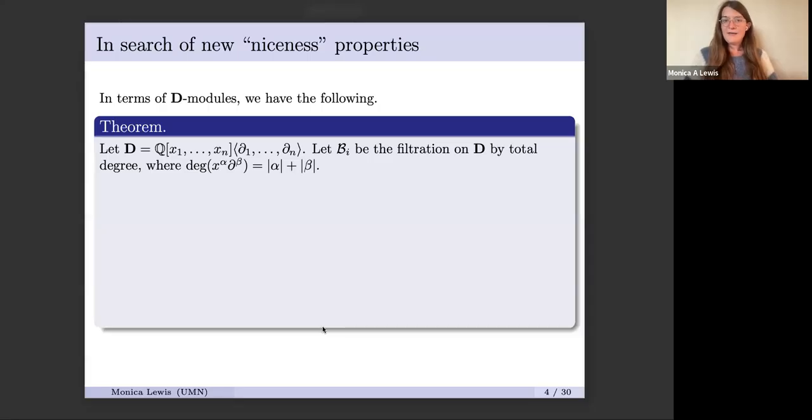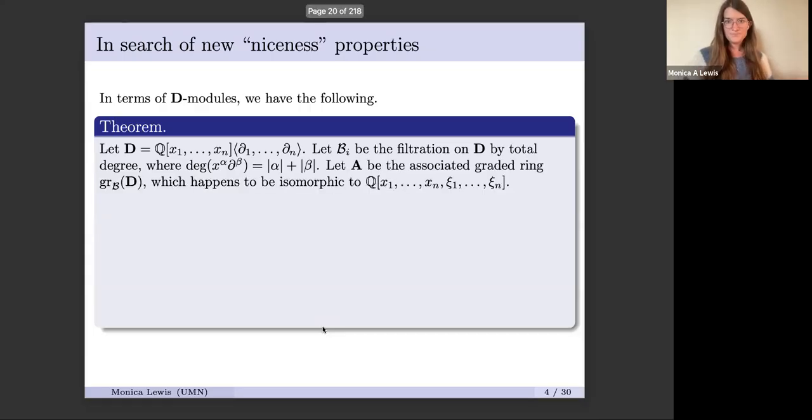So let B_i be the filtration on D by total degree. B_i is going to be the K-linear, or Q-linear, I guess here, span of all monomials of degree at most i, where the degree of a differential monomial x^alpha D^beta, here alpha and beta might be multi-indices, is the sum of all the alpha coefficients plus the sum of all the beta coefficients in those exponent vectors. So basically, to measure the degree of a differential operator, you don't just look at its order, which is the betas only, you look at its degree where the x's also contribute.